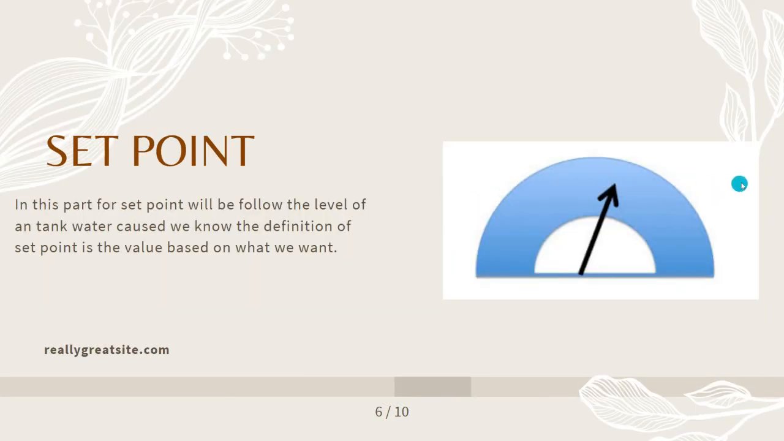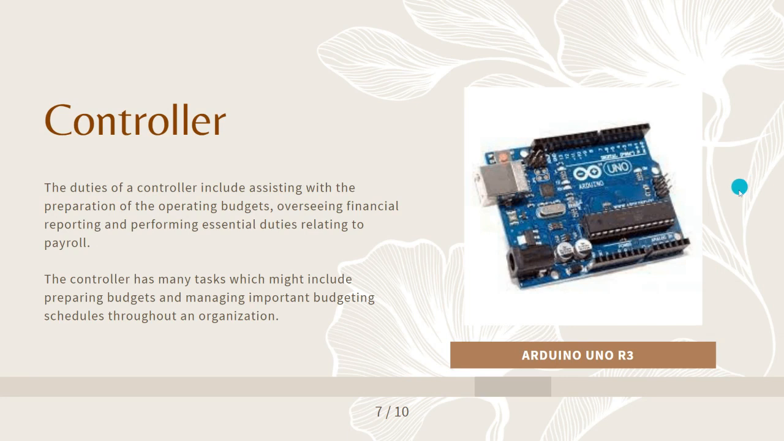The next one is the set point. The definition of a set point is the point that we want to reach. For this we will follow the level of the water tank, because the set point is the value of the water level we want. Example is like that. Okay, the next one is the controller.